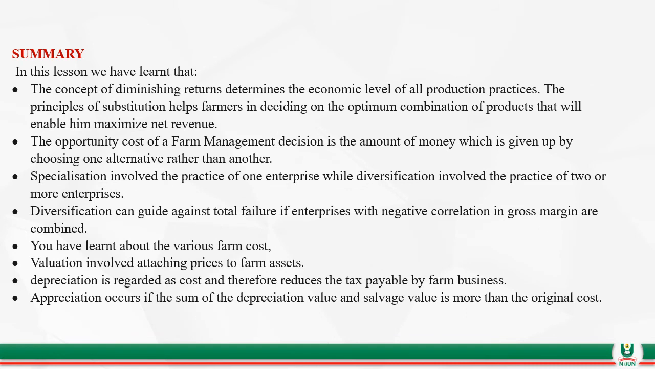Summary: in this lesson we have learned that the concept of diminishing returns determines the economic level of all production practices. The opportunity cost of a farm management decision is the amount of money given up by choosing one alternative rather than the other. Specialization involves the practice of one enterprise, while diversification involves the practice of two or more enterprises. Diversification can also guard against failure if enterprises with negative correlation in gross margin are combined.